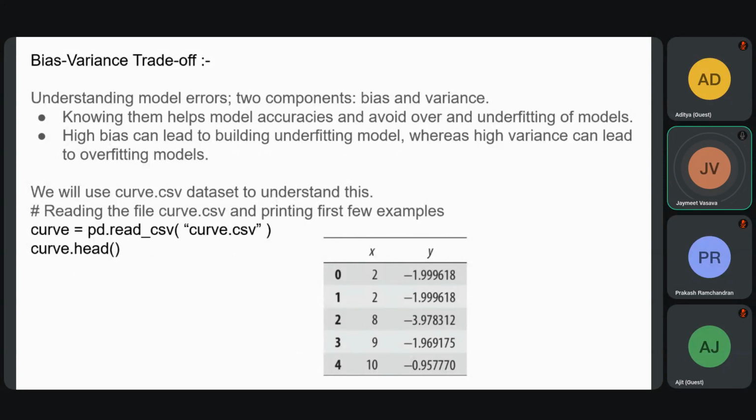High bias can lead to building underfitting models, whereas high variance can lead to overfitting models. We'll use a different data set called curve.csv in order to understand the bias and variance trade-off. First reading the data set, then printing a few of the records, and you can see the screenshot of it.